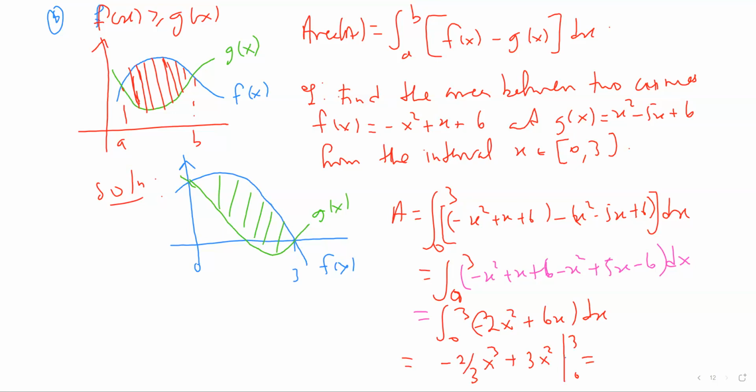And this basically means minus 2 over 3 times 3 to the power 3 plus 3 times 3 to the power 2. And if you punch your calculator in, you have 9.